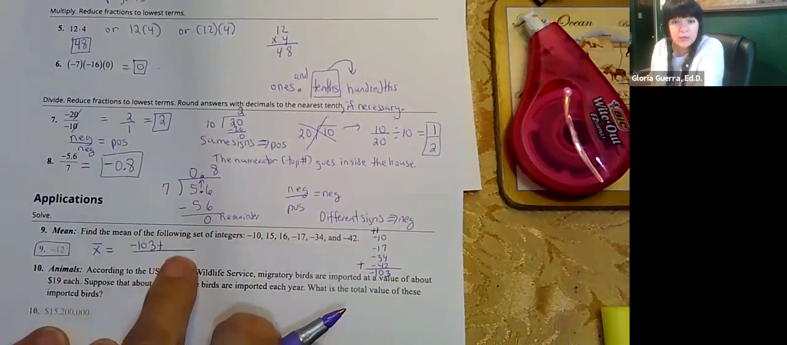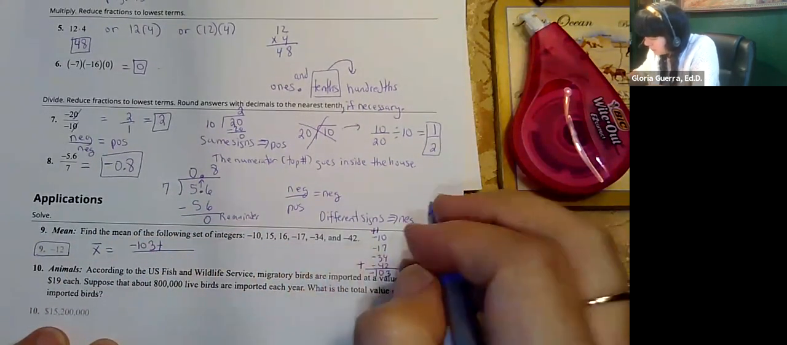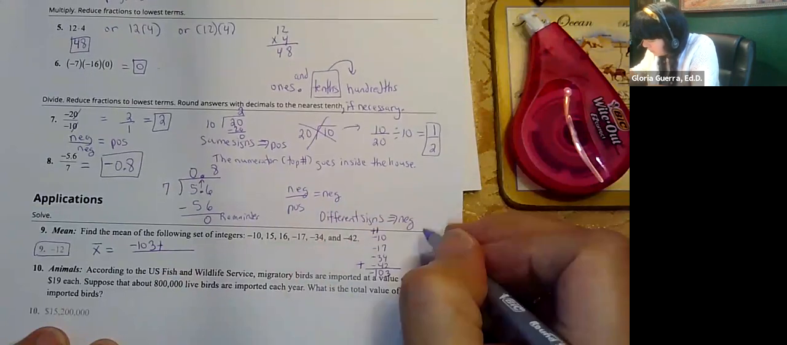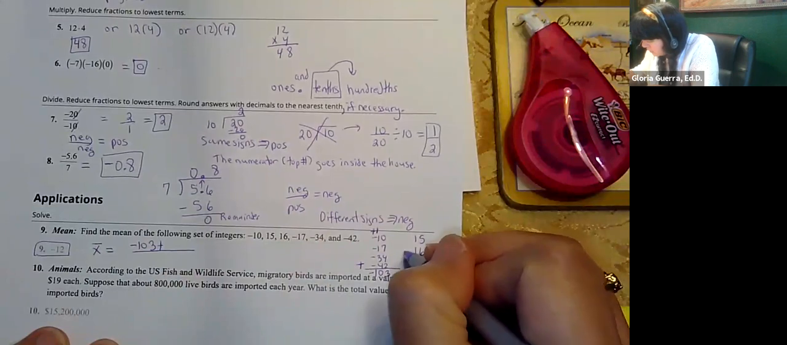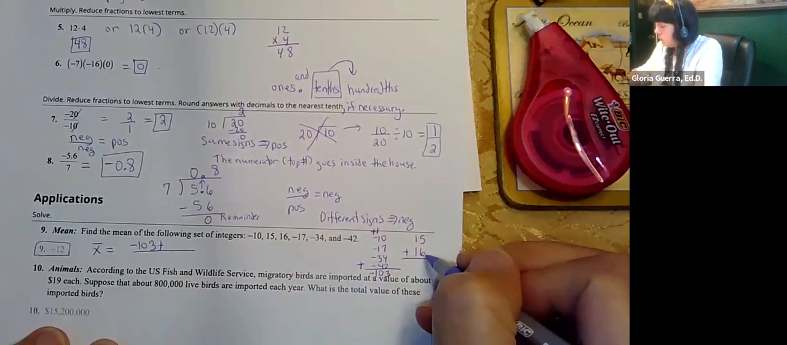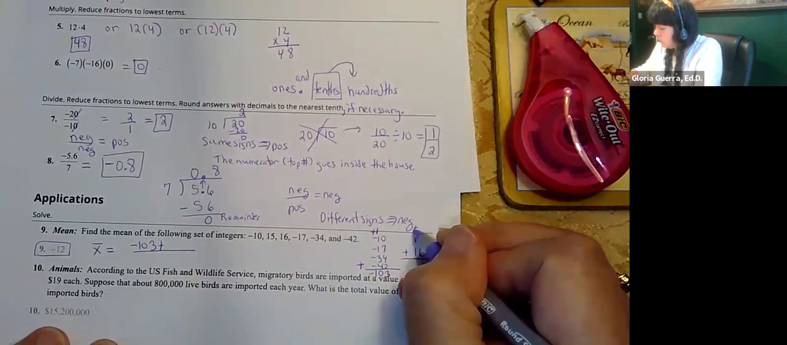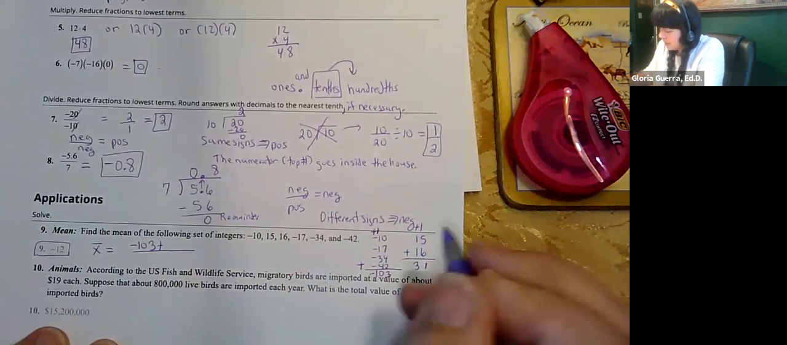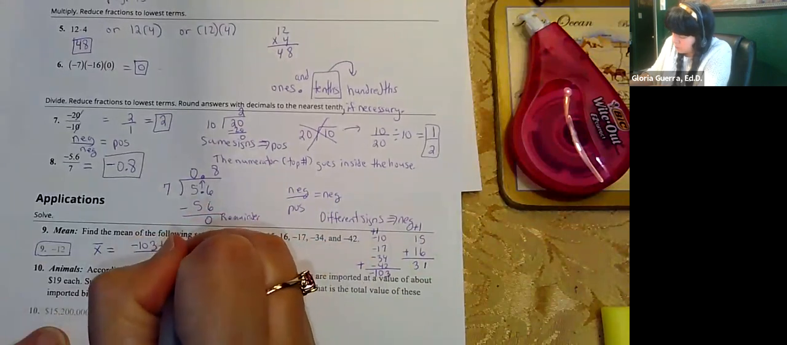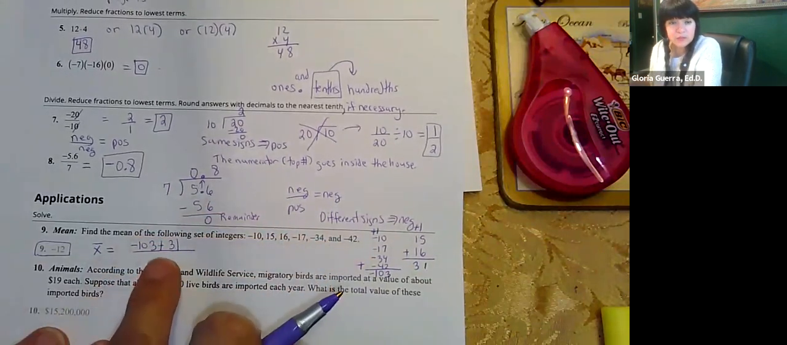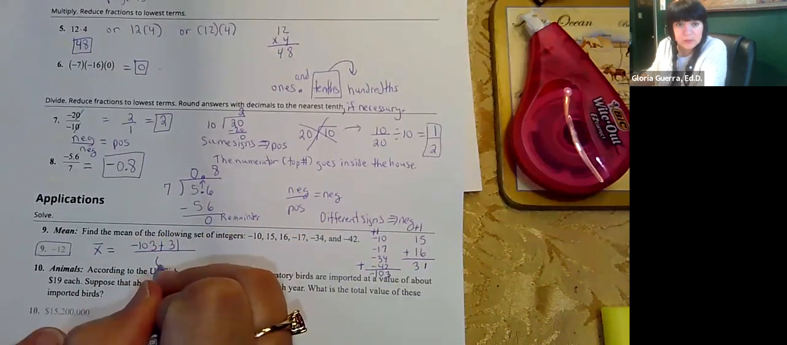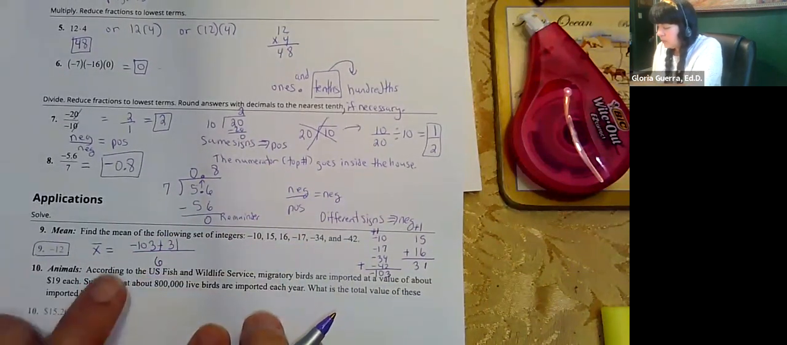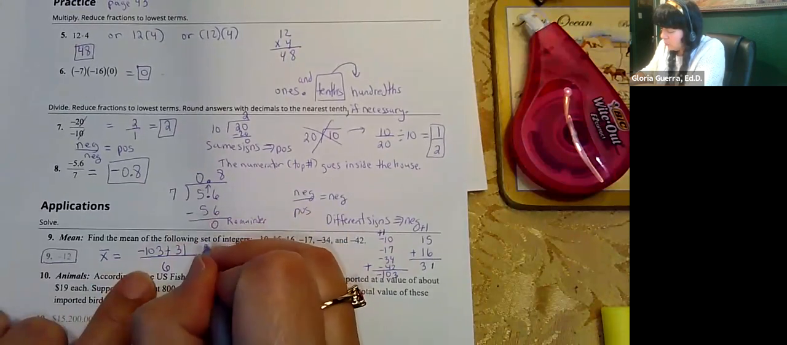Okay, and now you're going to add up all the positives. Let's see how many positives you have. So those are all the negatives. Now let's add up all the positives, which is 15, 16, and that's it. Okay, looks like that's a +31. And then we're going to set up here. We're going to divide by how many numbers you have. 1, 2, 3, 4, 5, 6. Looks like you have 6 numbers, okay?